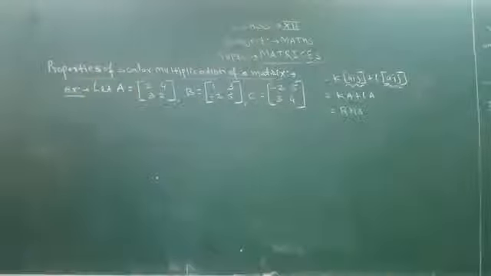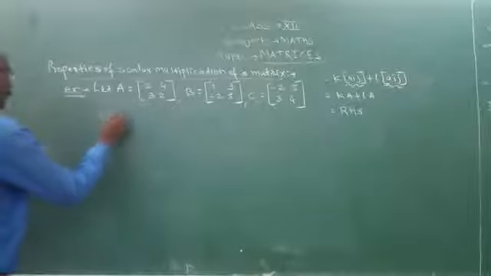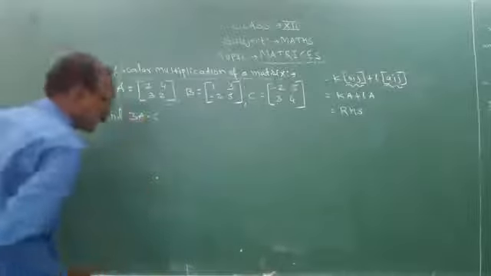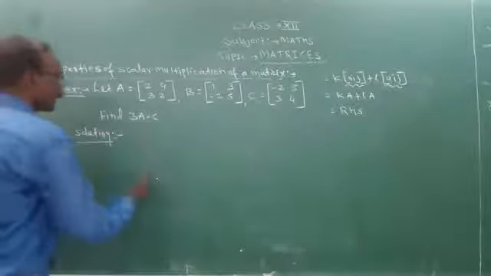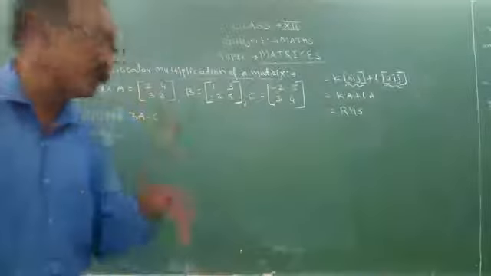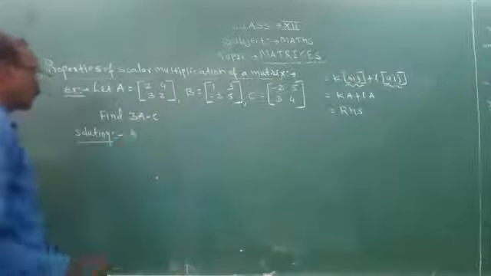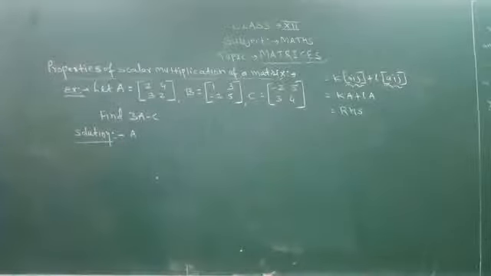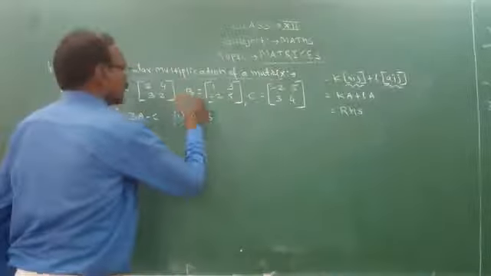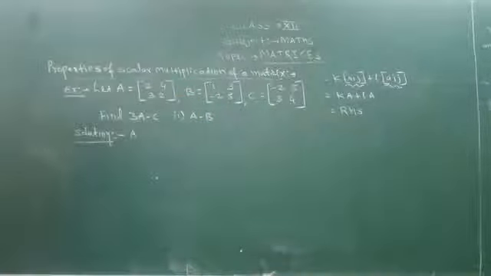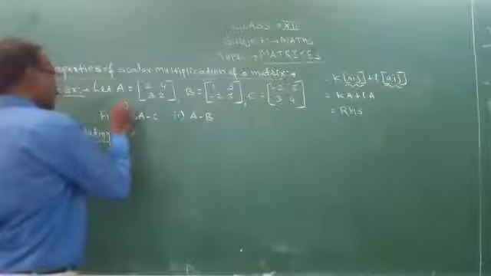Find 3A minus C. Then find A minus B also. Solution: we have to find the value of 3A minus C. So let us find out first of all what is 3A. These two problems we have to solve. First of all, 3A minus C we will solve. What is 3A minus C?